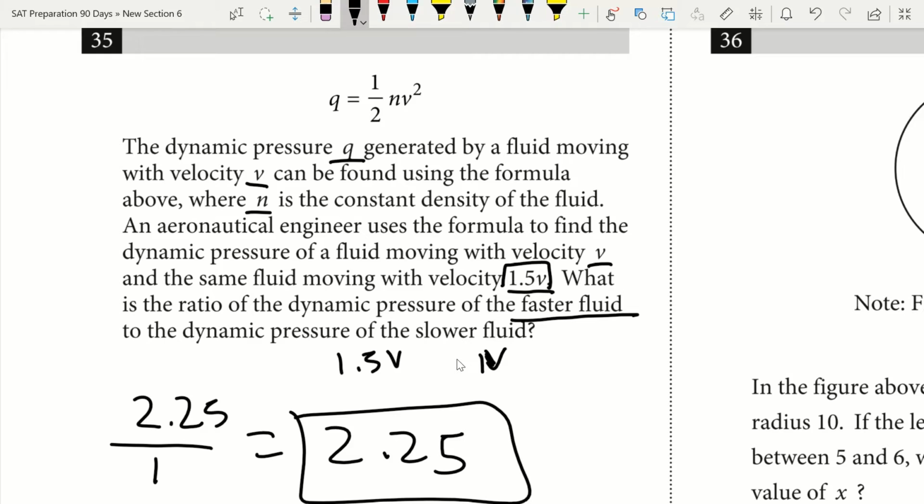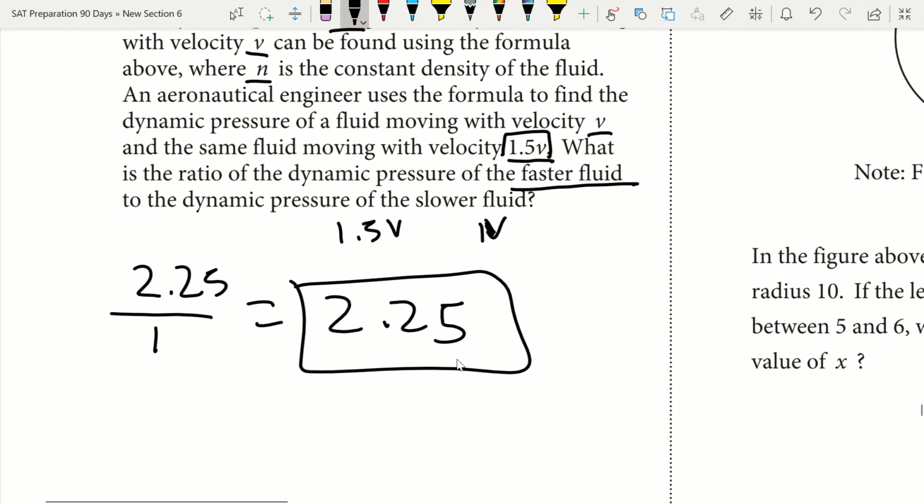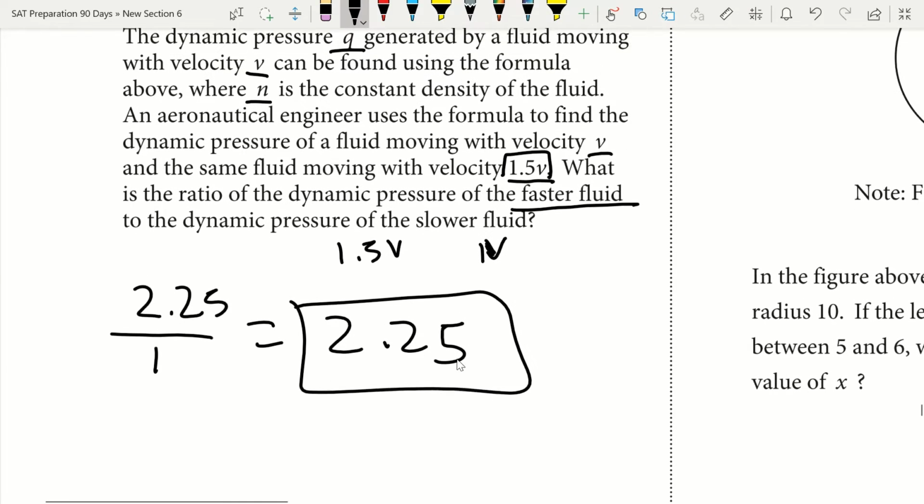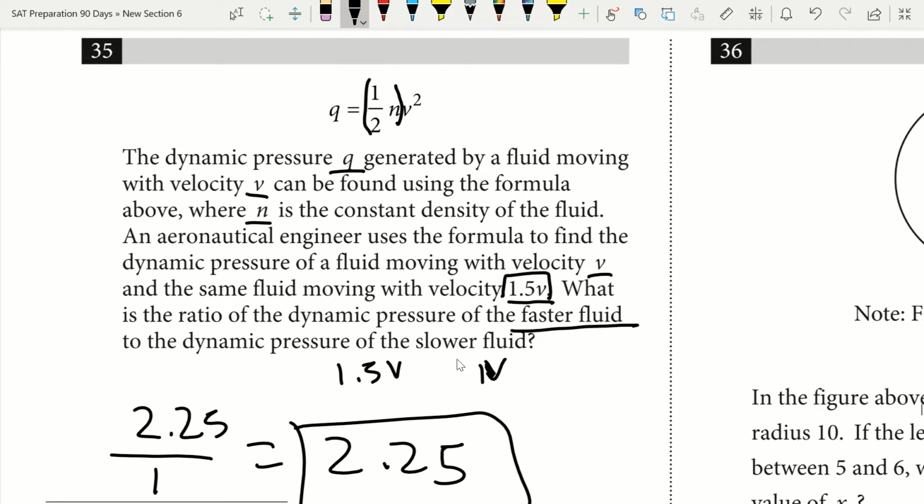What I did here is this 1/2 N is going to be present in both of them, so when I create that ratio, it will just cancel in both, and I didn't need to worry about it. All I needed to worry about was V squared. 1.5 squared is 2.25. If you don't have that memorized, I would recommend memorizing that and putting it in your notes. 1.5 squared is equal to 2.25, and then 1 squared was 1. So I immediately knew that the ratio of their dynamic pressures was going to be 2.25 over 1, which is just 2.25.